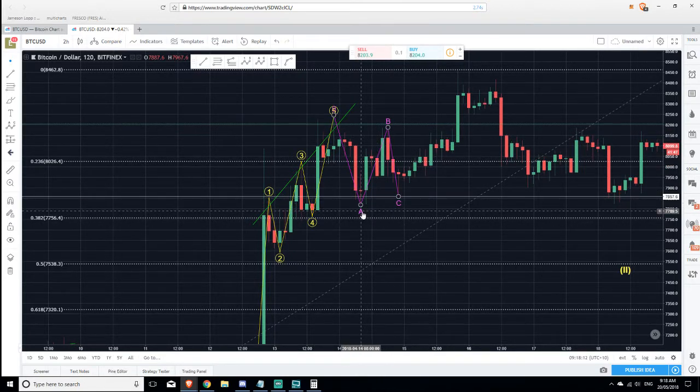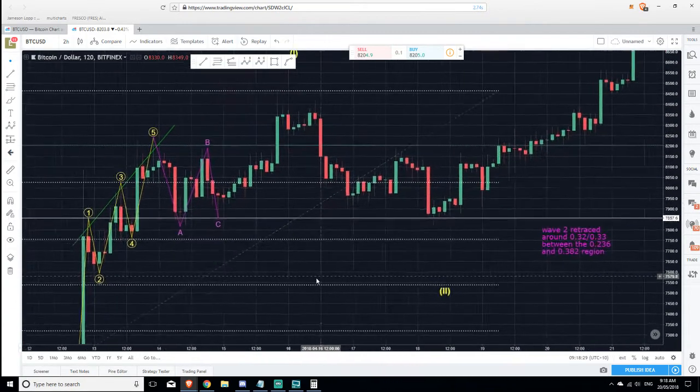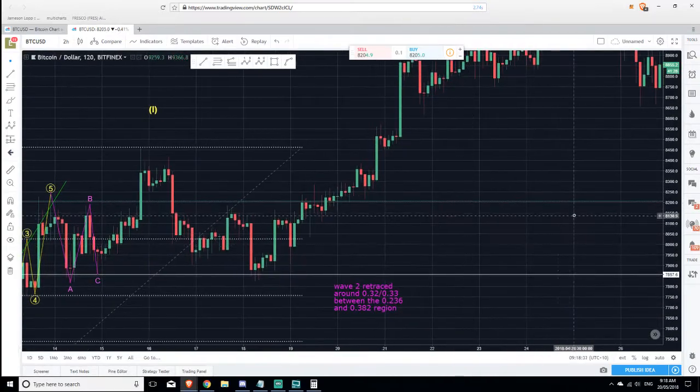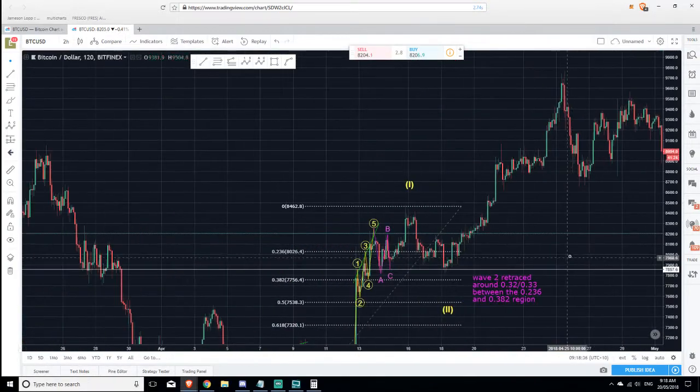Remember, these rules aren't exactly set in stone, and that's one of the bad things about Elliott wave, that there can be a lot of rule bending. I've adapted these rules to suit my style of trading. So this would be a really simple flat correction, and then we proceed to have our final. This is our wave 3 up.